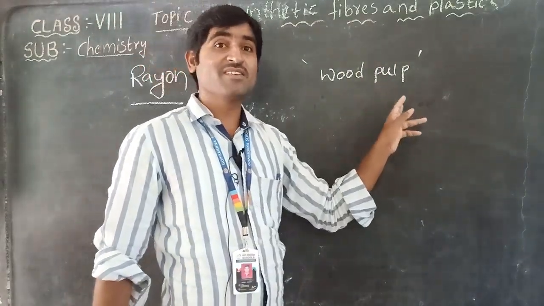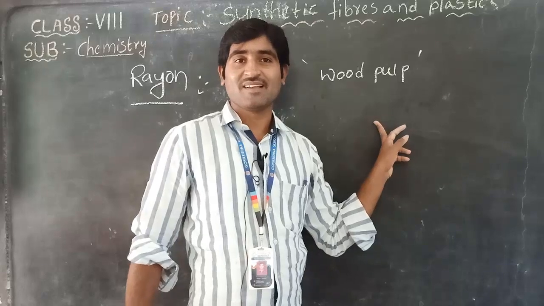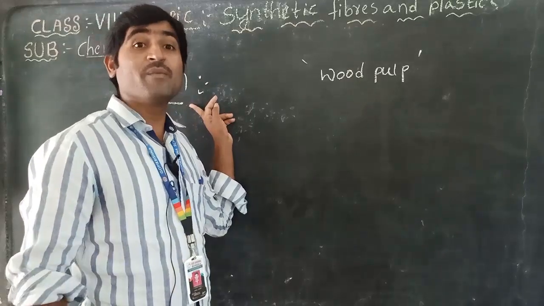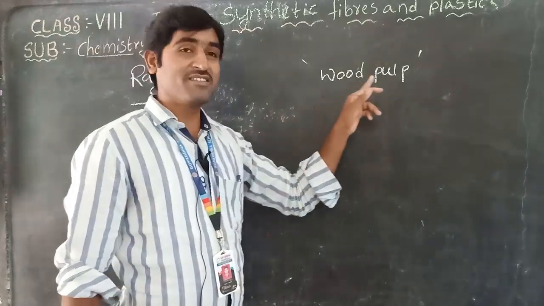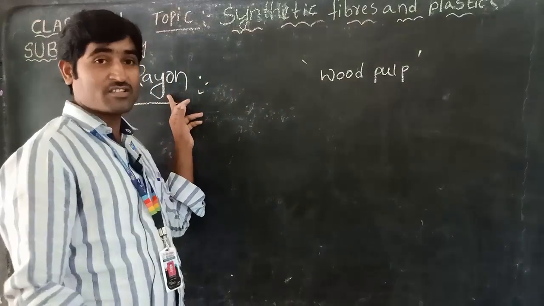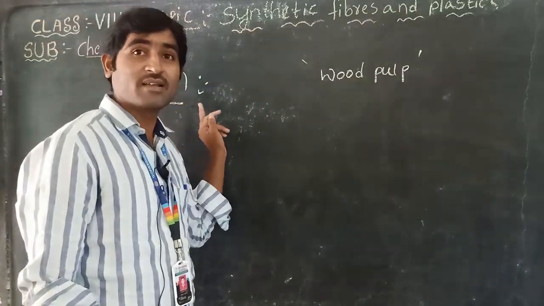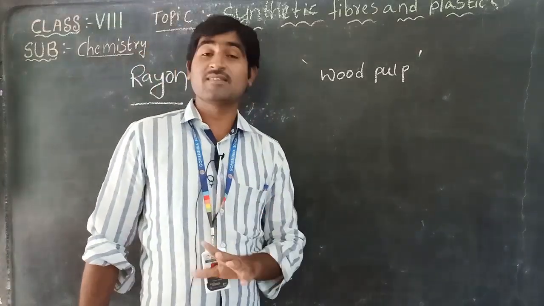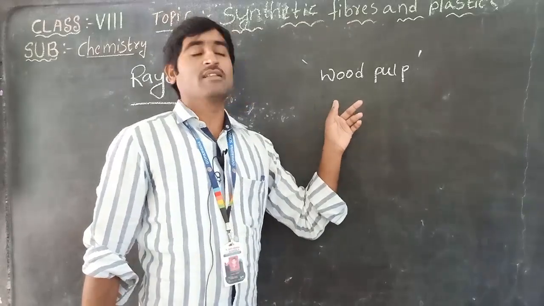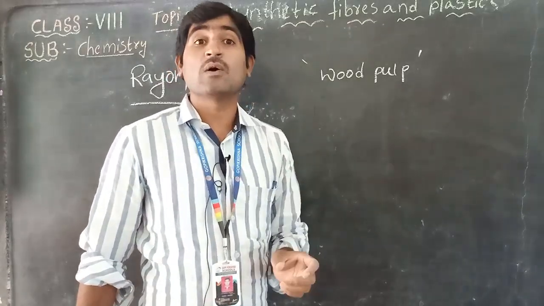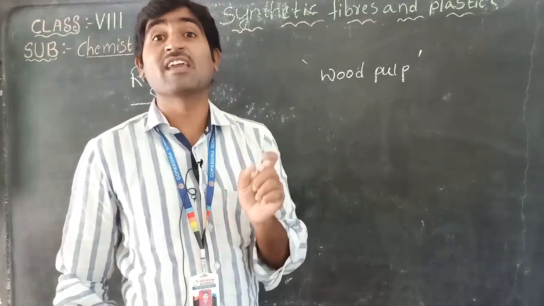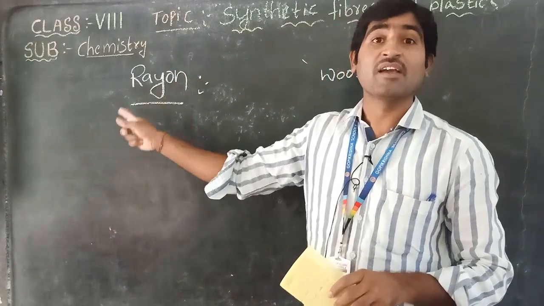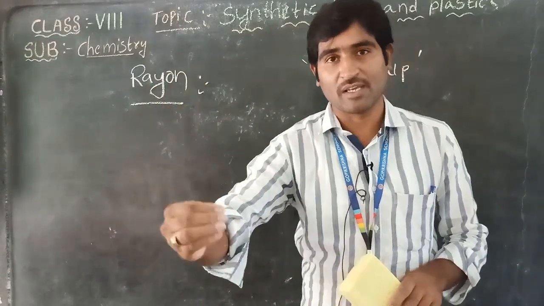We know wood pulp is a natural material. Then shall we call rayon a natural fiber? No. Why? Because wood pulp is natural, but it is sent through several chemical treatments. By the chemical treatment of wood pulp, we prepare rayon. That's why rayon is called artificial fiber.